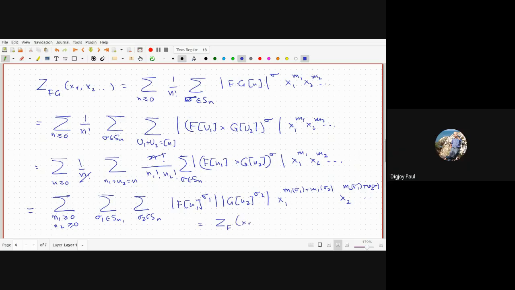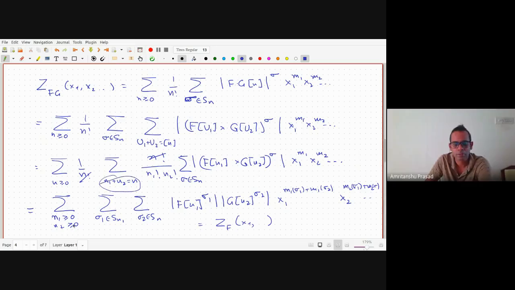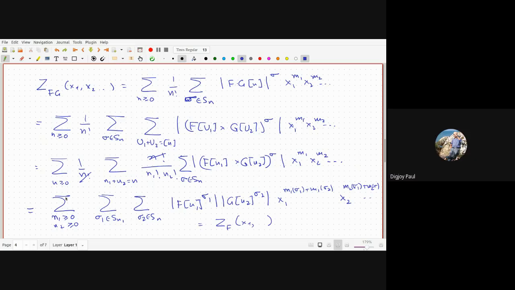Why is n1 plus n2 equal to n automatic in this step? n is equal to n1 plus n2, that's all. You don't need to keep track of n. n1 plus n2 will be something, so the sum is the same. Oh, okay.